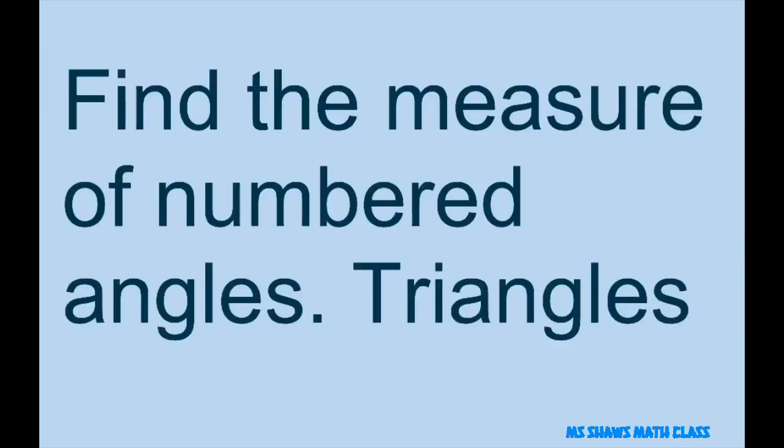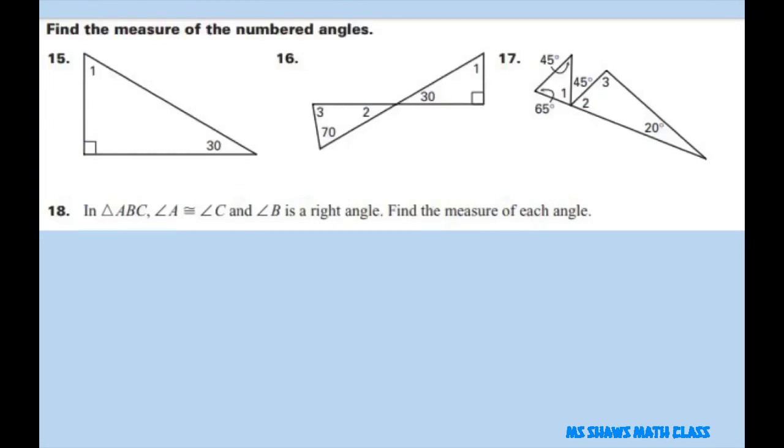Everyone, in this video we're going to find the measures of numbered angles that are in triangles. So here's our first set. For 15, we have to find the measure of this angle. Well, the sum of the angles has to equal 180 degrees. This is 90, so angle 1 plus 30 has to equal 90 as well. We can just mentally do that and know that is 60. So that's a 30, 60, 90 triangle.